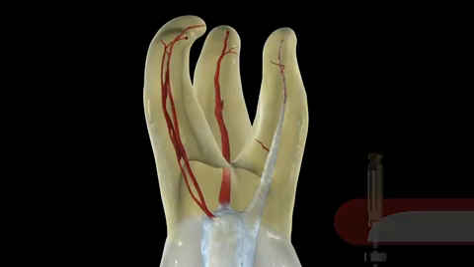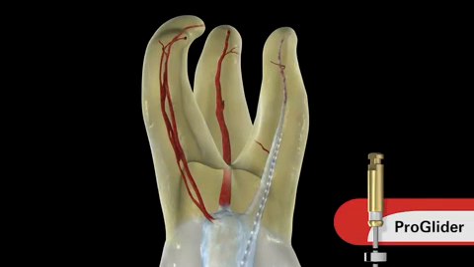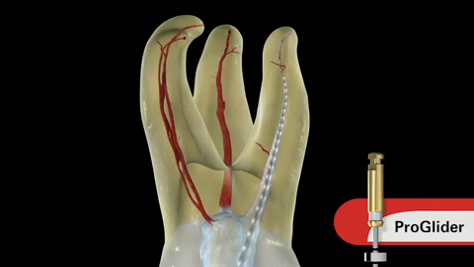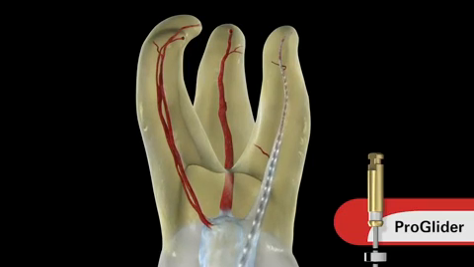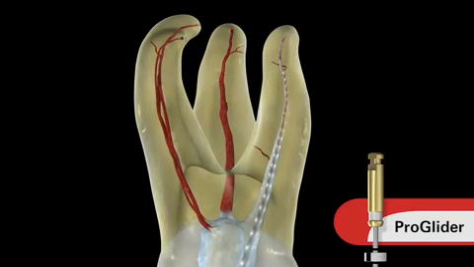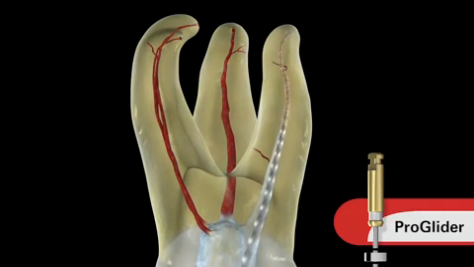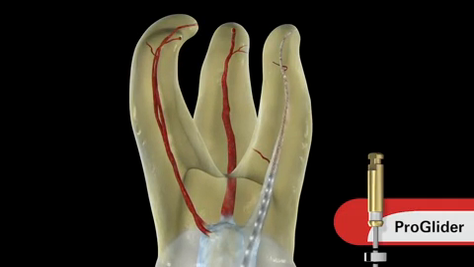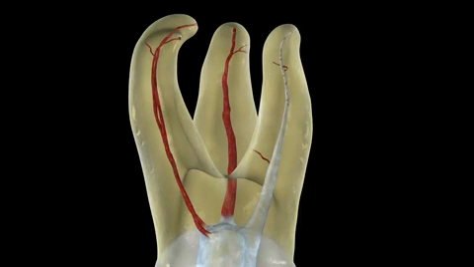We'll want to irrigate, kick out the viscous chelator, top off with sodium hypochlorite, and let ProGlider run. Let it advance and progress towards length. If it bogs down a little bit, lift the file up. This will allow the debris to auger back up the blades of the instrument, freeing up the file so it can engage, cut, and move towards length. So in one or more passes, you can generally carry your ProGlider to the full working length.